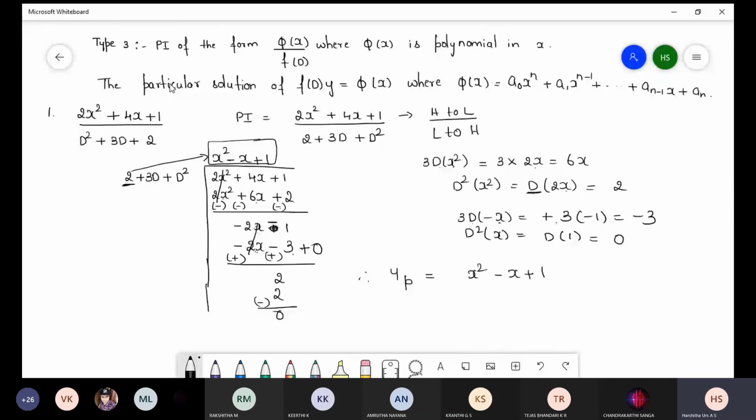So to do the division method again, we have to multiply. To get 2, we have to multiply 1. So 1 into 2, 2. Again, differentiation of the 1 is 0. Double differentiation of the 1 is 0. So we get 0 here. Then you write yp is equal to x square minus x plus 1. This is the final solution.